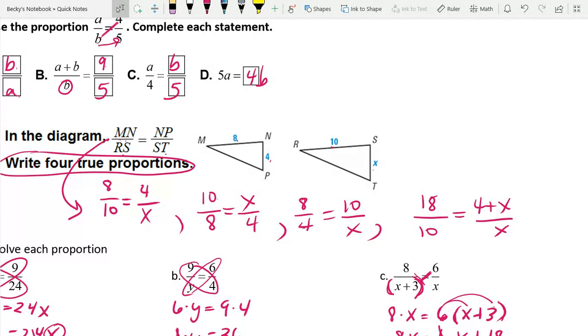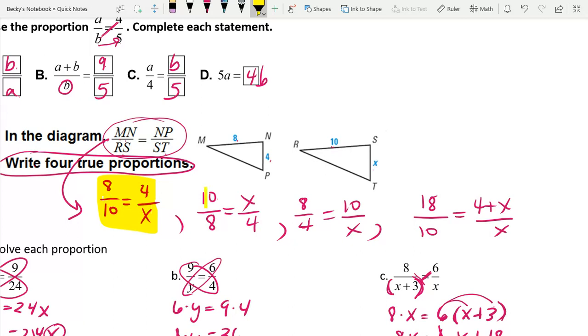All right, so if they ask you to write 4 true proportions, they're giving you the first one. And I just looked at the diagram to plug in the information. So instead of MN, I replaced it with the 8. Instead of RS, I replaced it with the 10, and so on. So there are 4 things that we were just taught to do. So this is the given one.